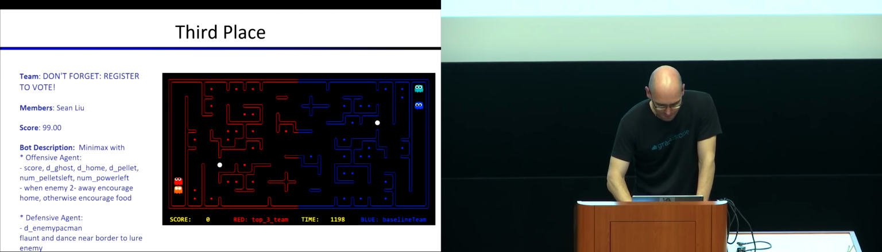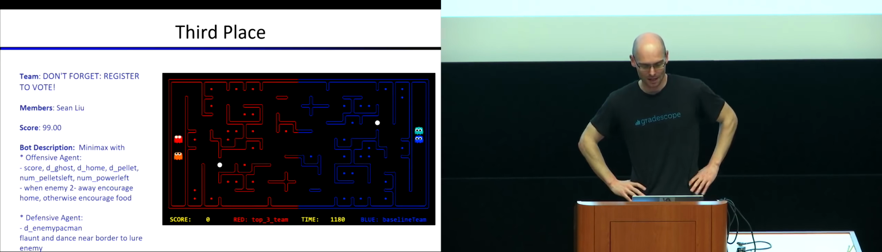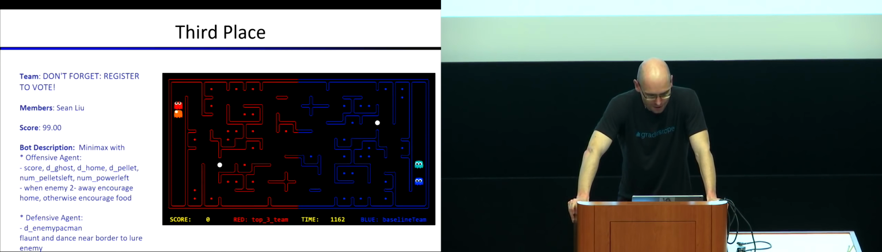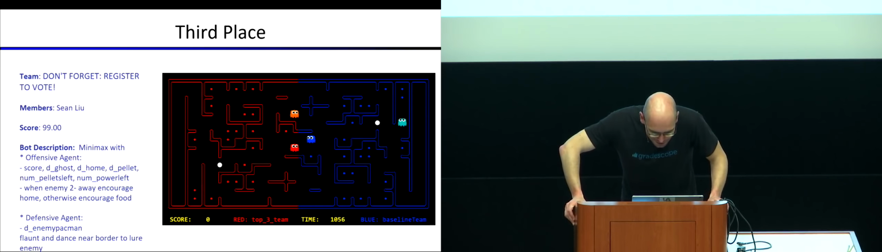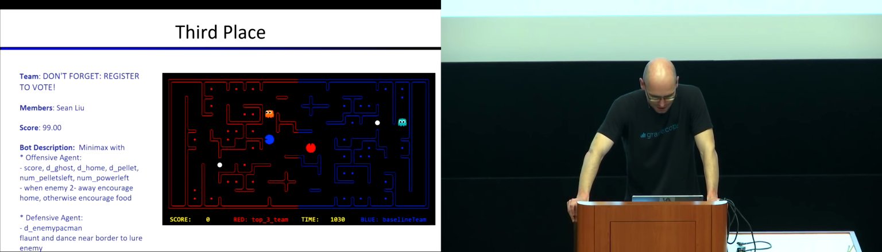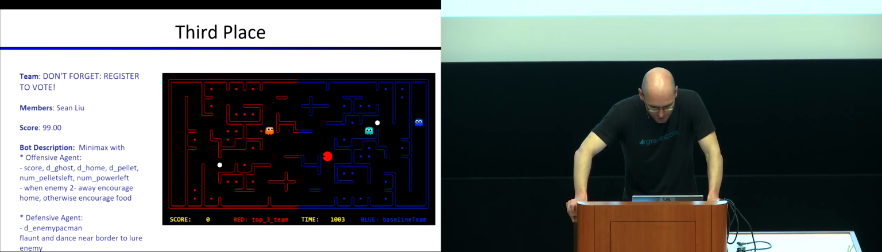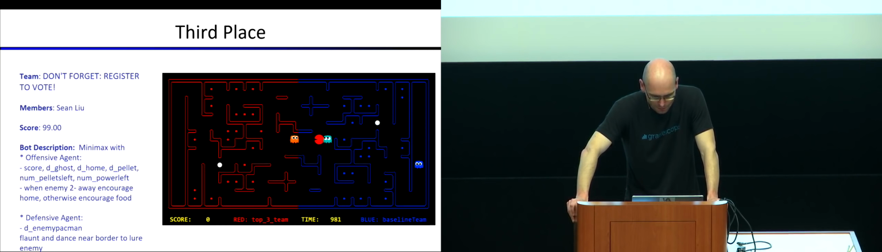This is what it looks like in action. So this is against one of the staff agents. On the left, in red, is the 3rd place team. Don't forget, register to vote. Working their way. And on the right is the staff team, also trying to work their way, though maybe one of the ghosts not working their way that much. So the score is still 0, even though food pellets have been eaten, because nobody's brought food pellets back yet. So red is up by 2.